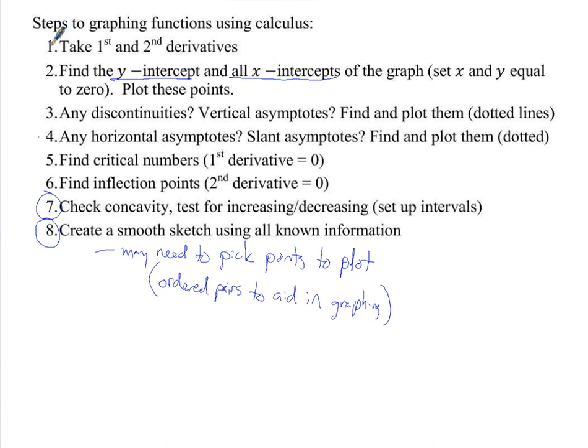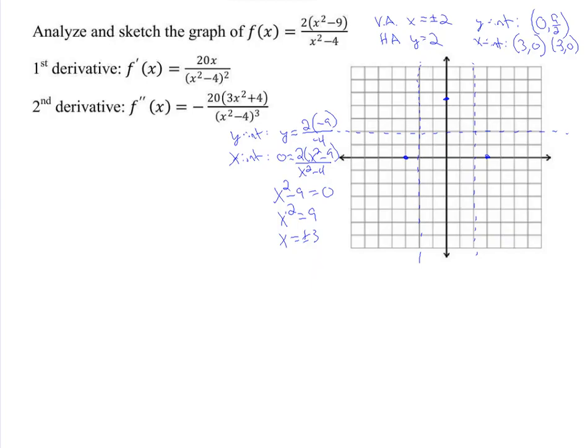Okay, so now we need to start looking at the derivatives. I've already given you the first and second derivative here just to save time. So to find the critical numbers of the first derivative, we set it equal to 0. Once we do that, you can see that the denominator, once we multiply both sides by the denominator, will disappear. So we have, for the first derivative, 20x equals 0, divide both sides by 20, and we get x equals 0 as a critical number. So now I'm going to start another inventory of critical numbers. We have x equals 0 as 1. And then we also have these vertical asymptotes here, x equals plus or minus 2.